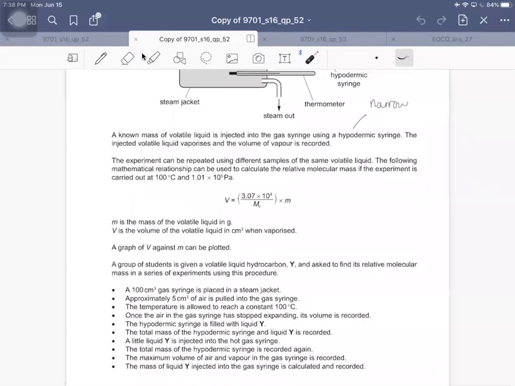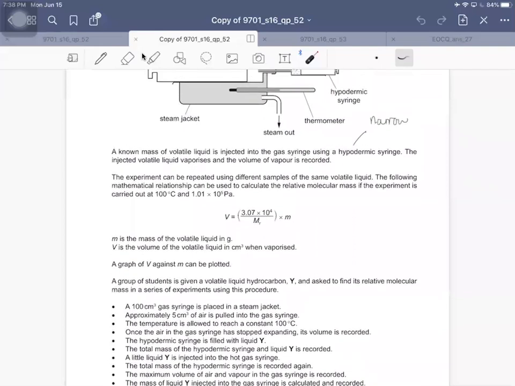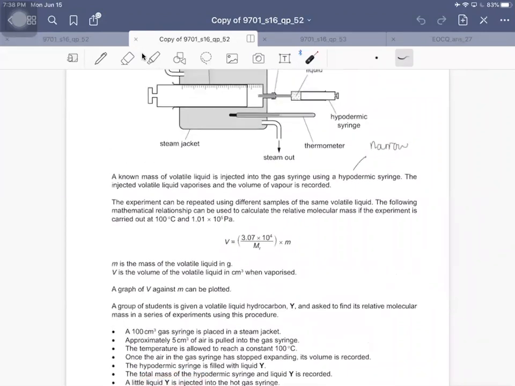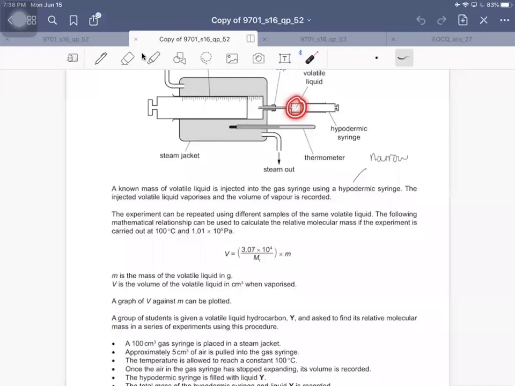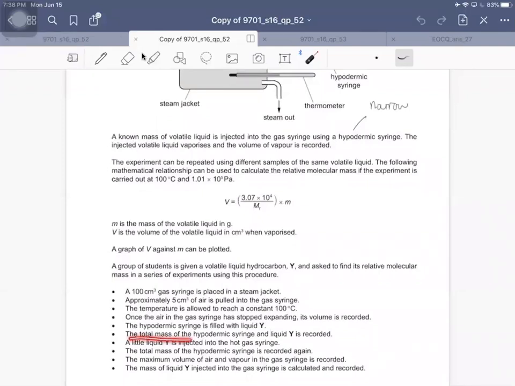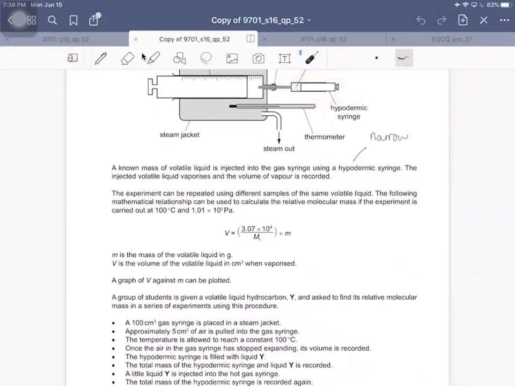So then you inject a little liquid Y into the hot gas syringe. You just inject a small amount of liquid so that it goes into the gas phase. And then after you're done injecting and the gas Y has stopped expanding, you weigh the syringe and liquid Y after injection. That's because you want to know the mass before injection and the mass after injection, which tells you how much you have injected into the gas syringe.